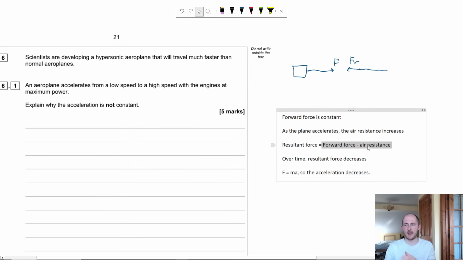Now because the air resistance is getting bigger, the resultant force is getting smaller, which means the acceleration is changing over time. So hopefully that makes a bit of sense. So always relate things back to F equals ma when you talk about forces.